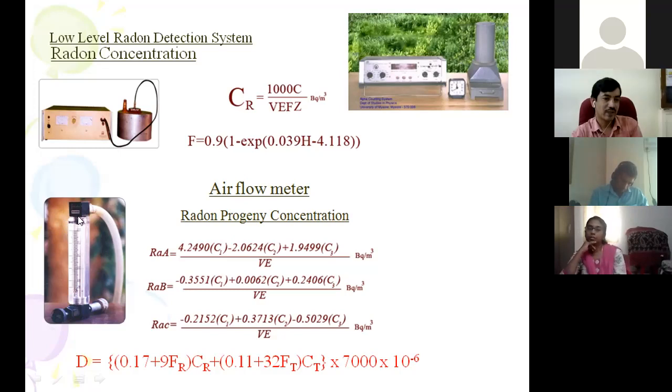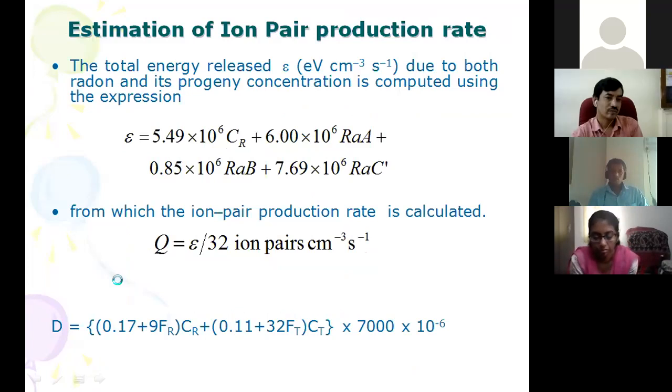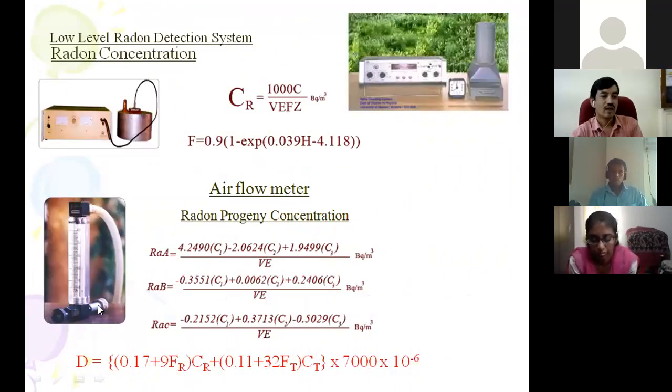This is a perspex material. There is a cylindrical hole present inside it at the axis of this perspex material. Air will pass through this filter paper and move in this direction, and finally it will go out through the vacuum pump. On this filter paper, all dust particles along with radon progenies are collected.